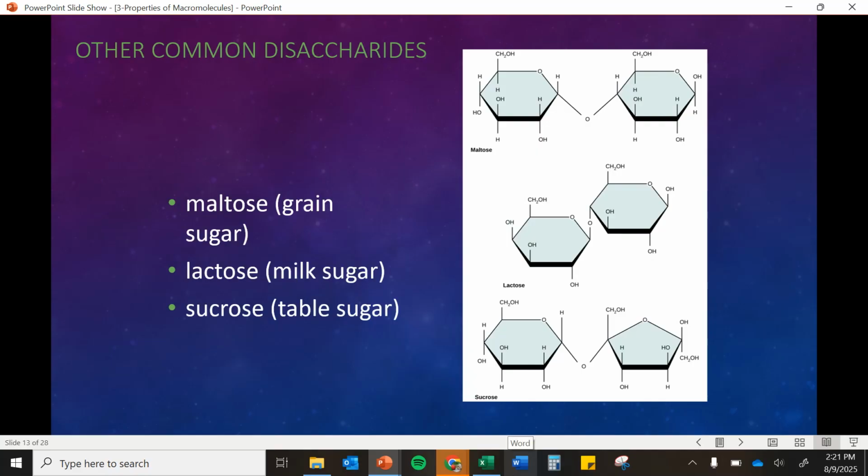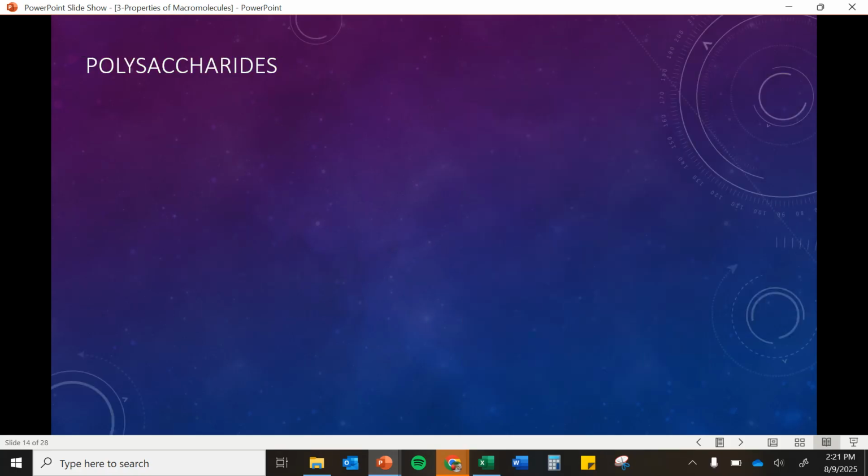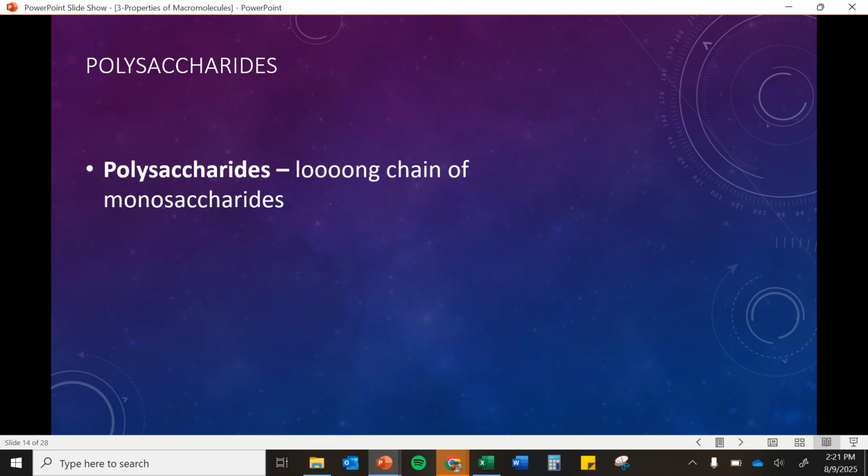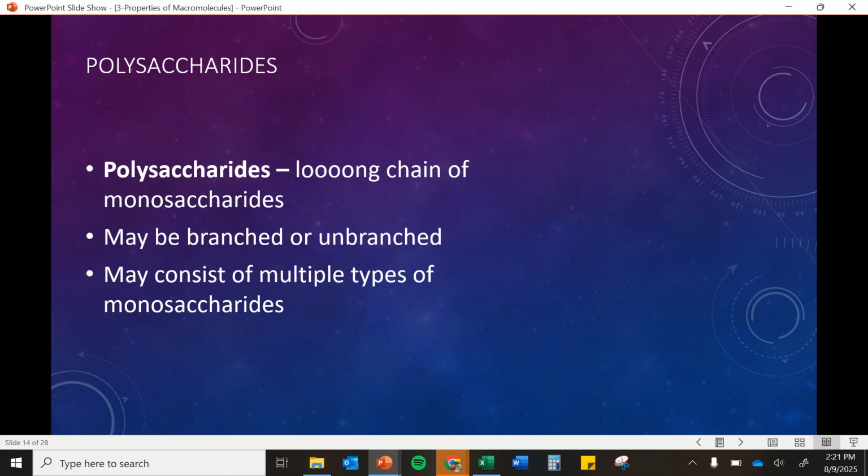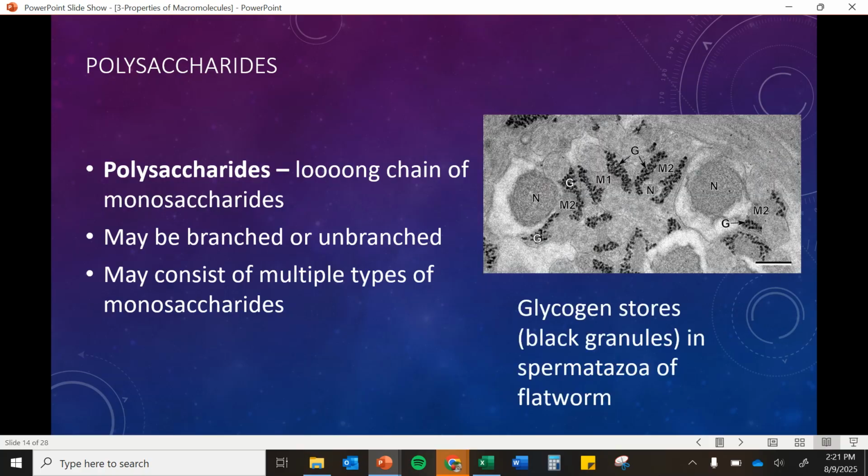Here's some other examples. These are disaccharides. We don't need to memorize them, but just be able to visually look at the structure and tell that that's a carbohydrate. A disaccharide, di meaning 2, is made of 2 monosaccharides. So maltose, lactose, sucrose, all of these are examples of that. Polysaccharides, poly means many, so it's a long chain of monosaccharides. They can be branched or unbranched, and they can consist of more than 1 different type of monosaccharide.